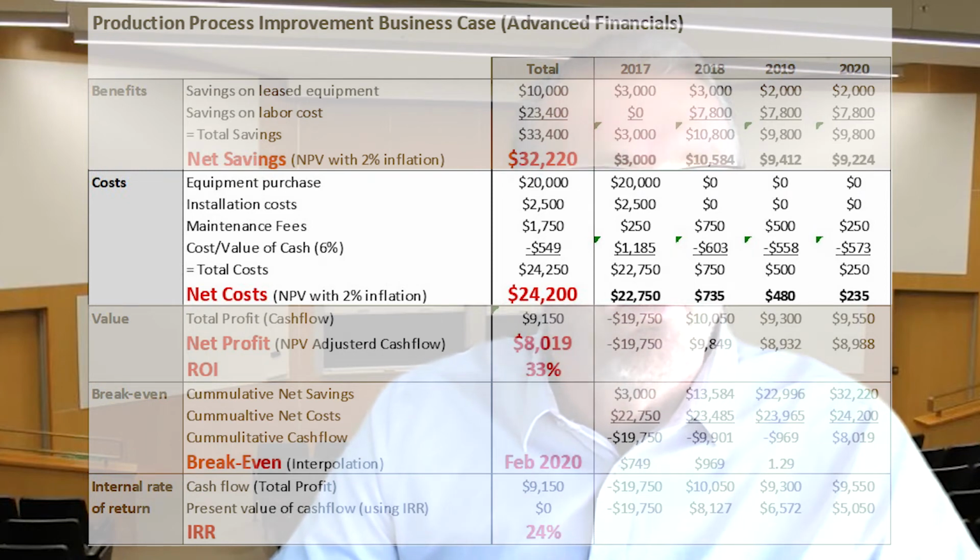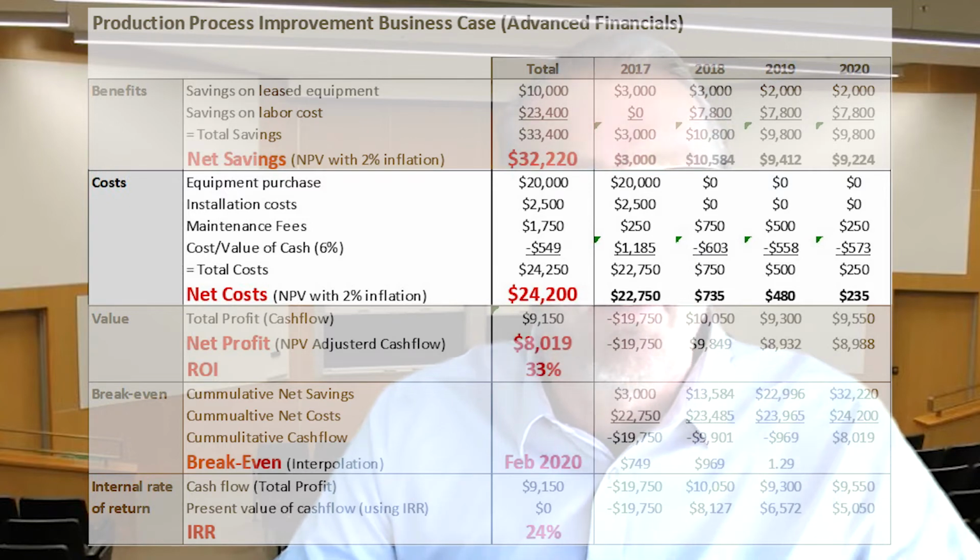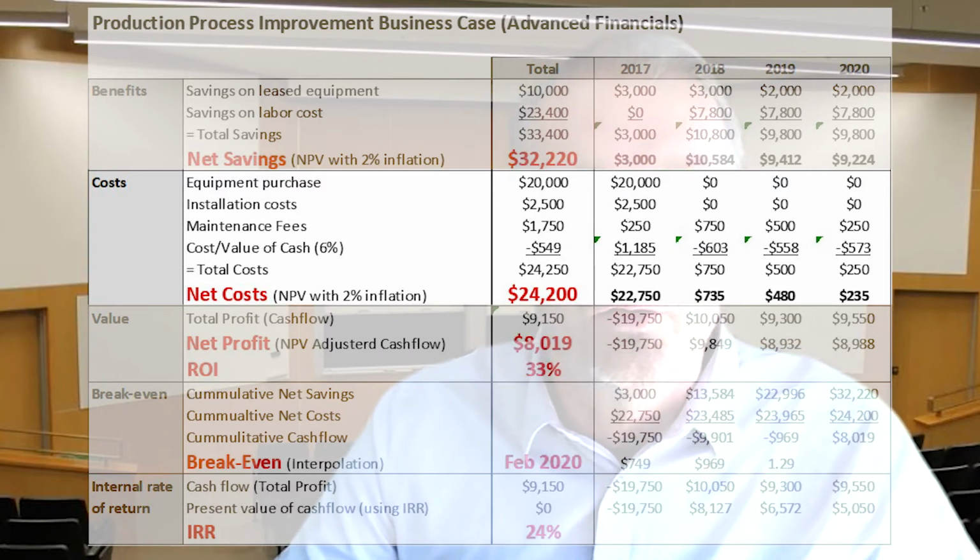And then what we have here is cost of value of cash. So for instance, if we need to use a capital in 2017, using that money costs money. So you can't just get money for free without interest. So you've got to pay for it. In this case, the payment rate for the cash is at 6%. So that's why we have a cost in year 2017.